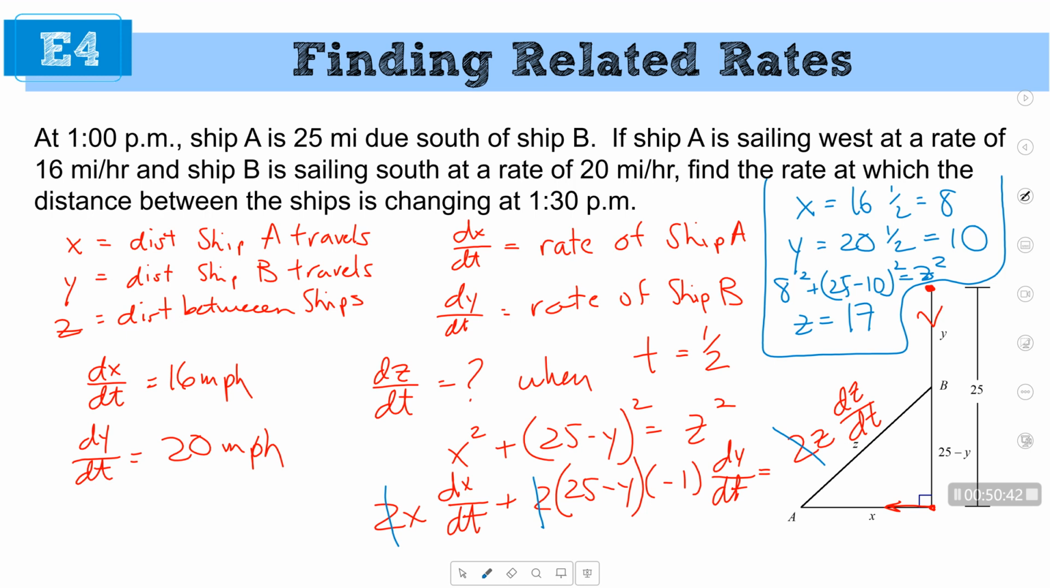Therefore, step 7, solve. I'll wait. Oh, by the way, will dz dt be positive or negative? I honestly have no idea. I don't know if the distance between the ships is going to get bigger or smaller. So we'll see what happens. We'll go with majority rules. dz dt. I will give you the units though. That's going to be mph.